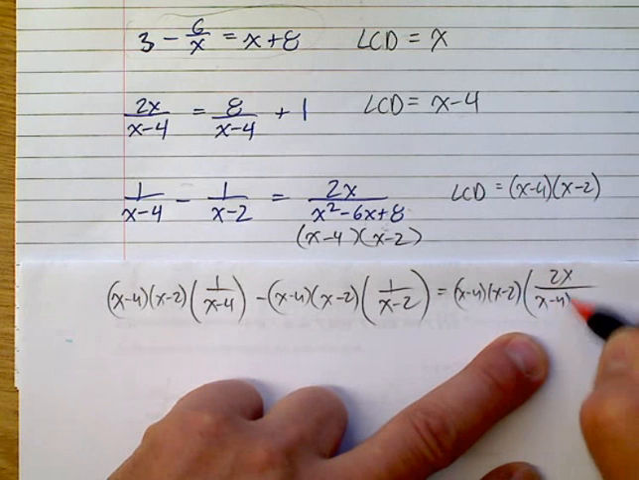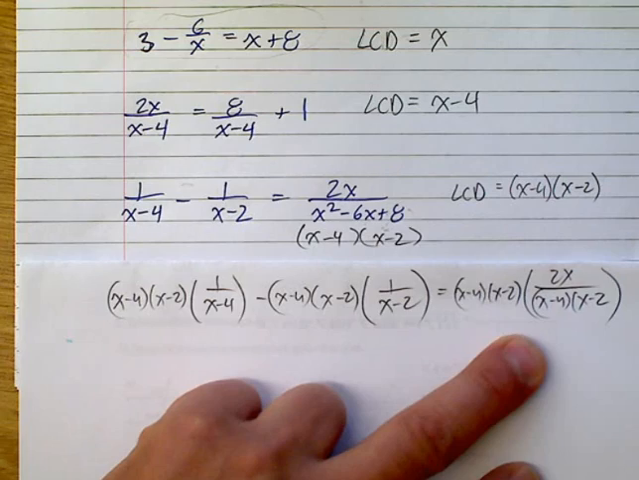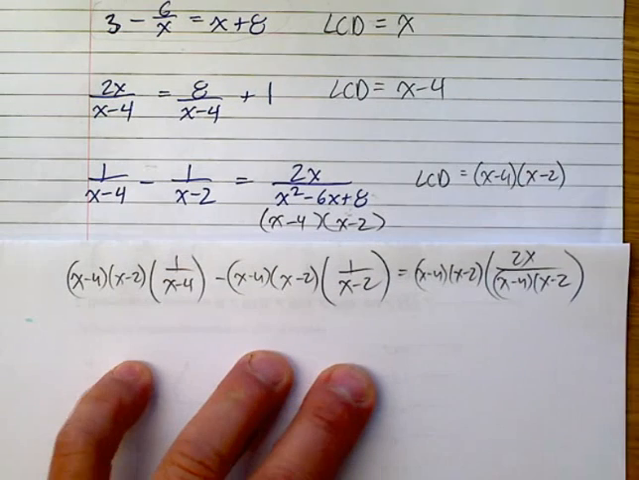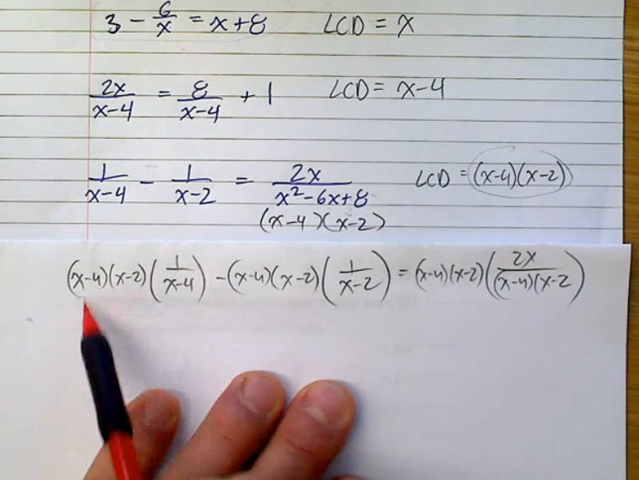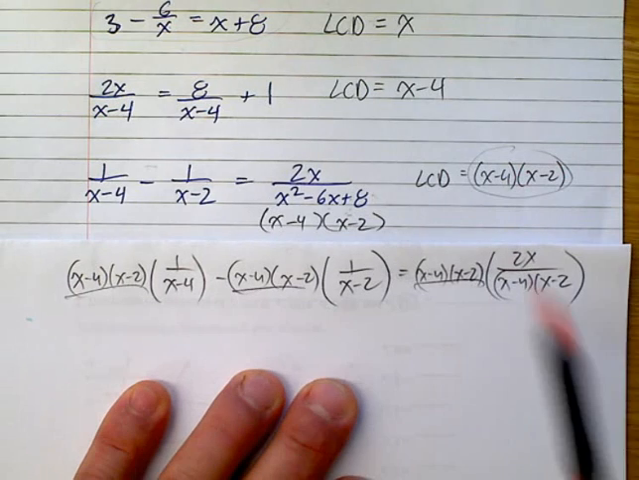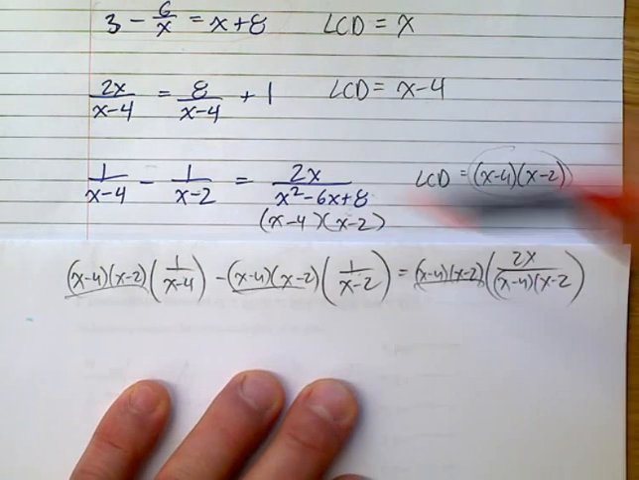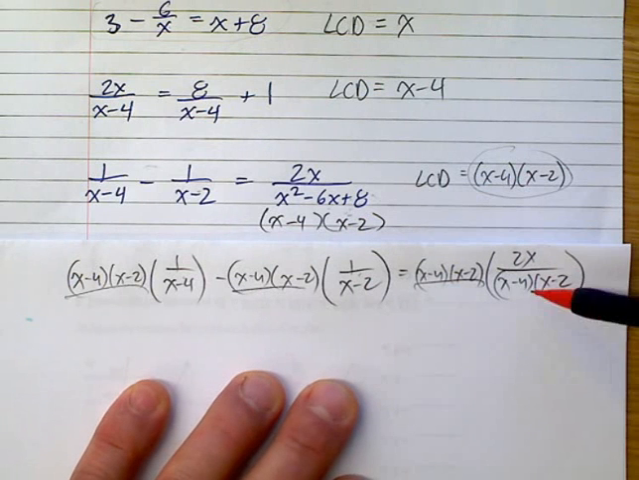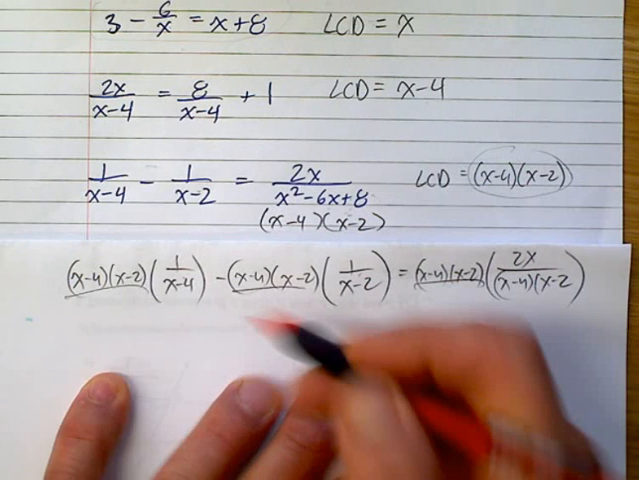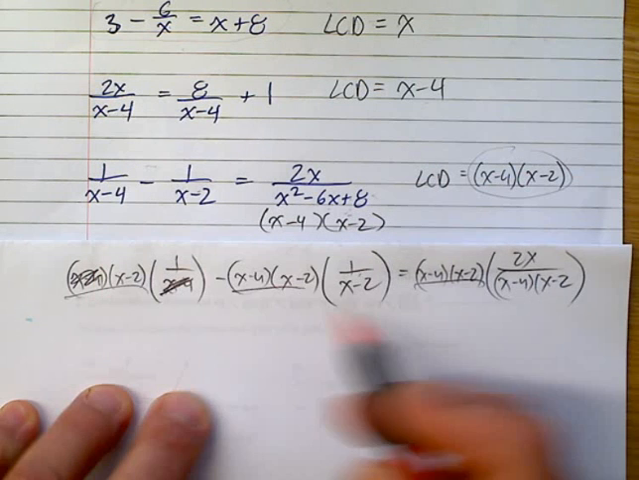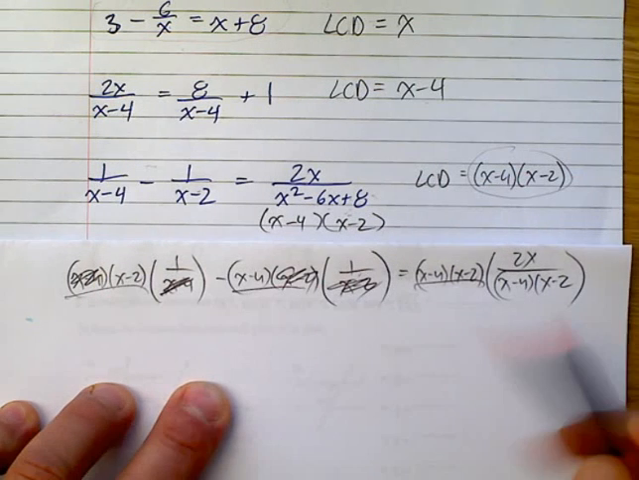So let's see if we can follow what I've just done here. I've taken the LCD, which is right here, here, and here, and I've multiplied it by each term. This one's here, this one's here, this one's here. I left this one in factored form because you'll see what happens. Now look, gone, gone, gone, gone, gone, gone. That's the whole idea here.